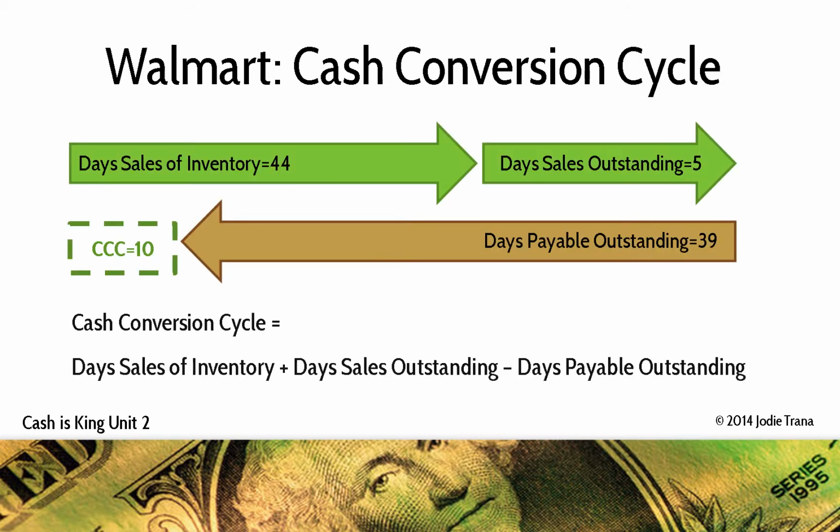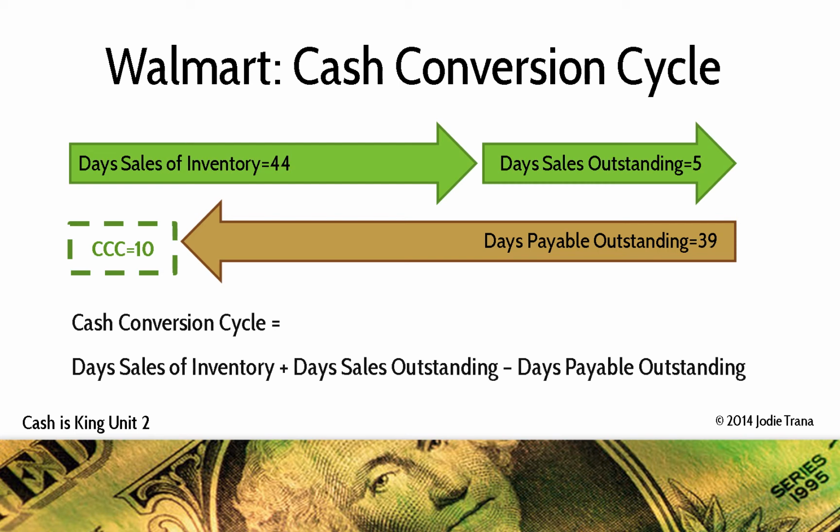Let's look at an example cash conversion cycle for Walmart. Days sales inventory is 44 days. So that means it takes 44 days for merchandise to sell at Walmart. That's pretty quick if you think about it. The days sales outstanding is 5 days. That's very short because most of their customers pay cash. The days payable outstanding is 39 days. That means they're paying their suppliers close to 30 days, which is probably the terms allowed.